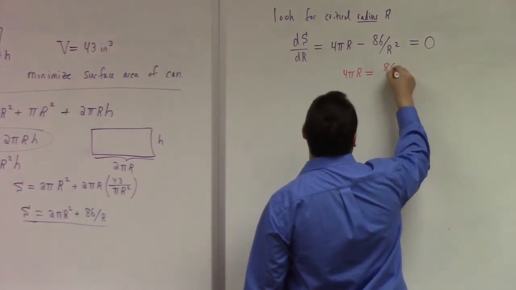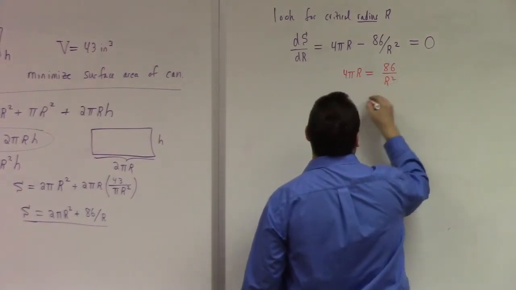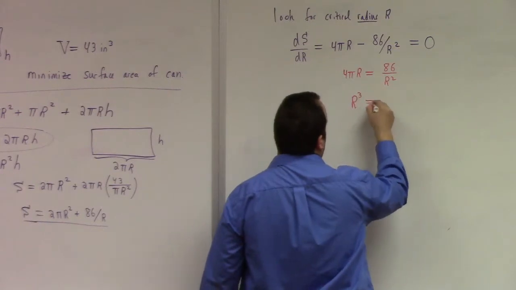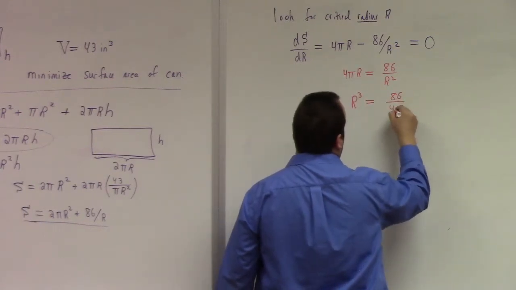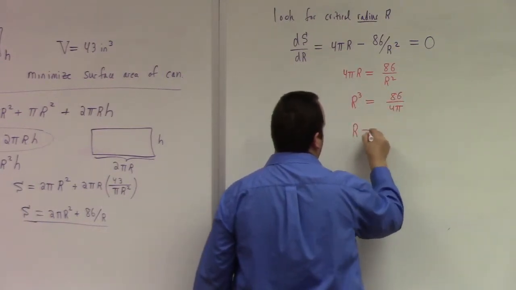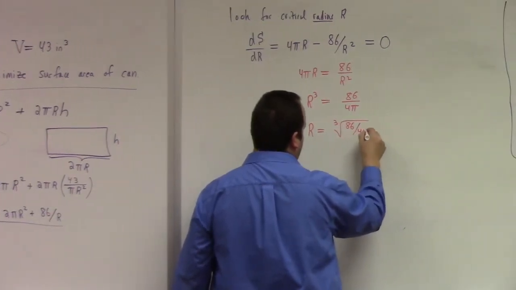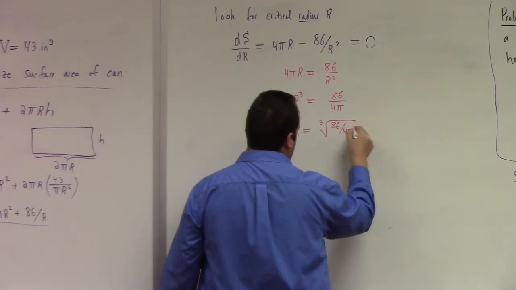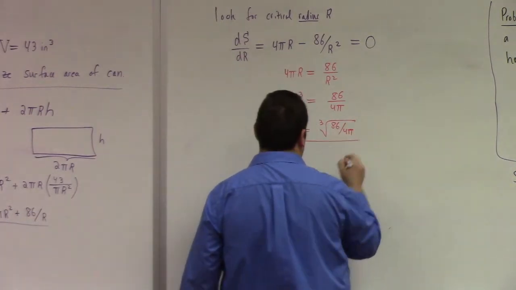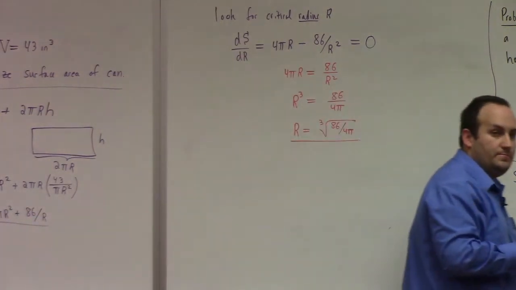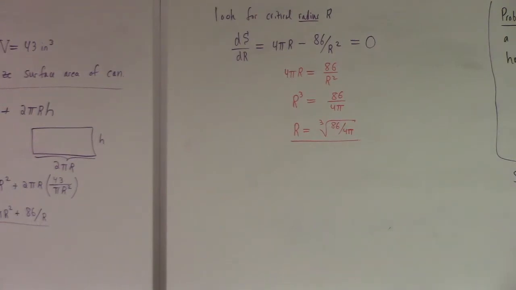4 pi r equals 86 over r squared, which gives me r cubed is 86 over 4 pi, which gives me r is the cube root of 86 over 4 pi. Don't expect me to calculate that in my head unless I've got some time. I don't have that much time here. And so that radius will minimize the amount of material needed.